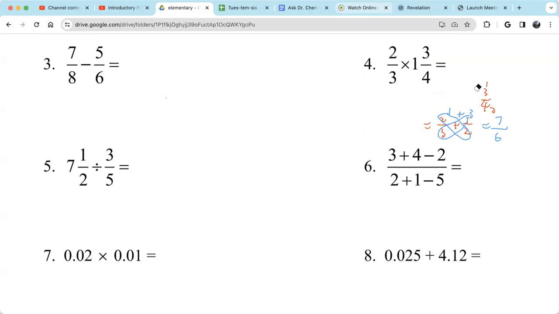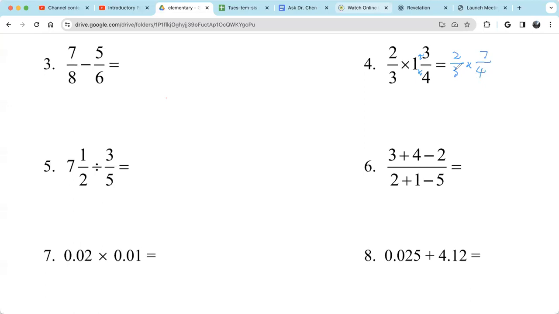Another way, we change the mixed fraction into an improper fraction. Okay, so how do we do that? So this 1 means 4 over 4, right? So we will do 1 times 4 plus 3. So 2 over 3, we keep writing. And now 1 times 4, that's 4. 4 plus 3, that's 7. So 1 and 3/4 also is 7 over 4.